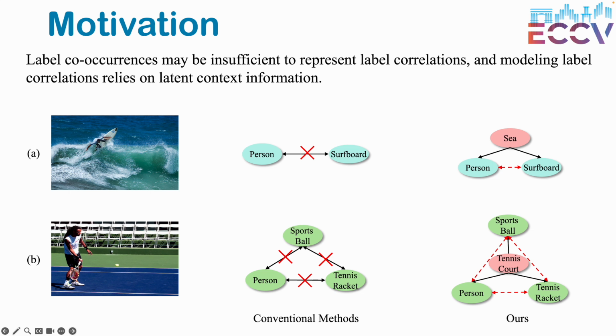For instance, the labels of person and surfboard frequently appear together. Conventional methods consider such labels have a direct correlation and directly model the correlation between labels. However, multi-label images could be human-centered, and the label person could frequently co-occur with other labels. Inferring other labels with person cannot lead to accurate results due to the high co-occurrence frequency.